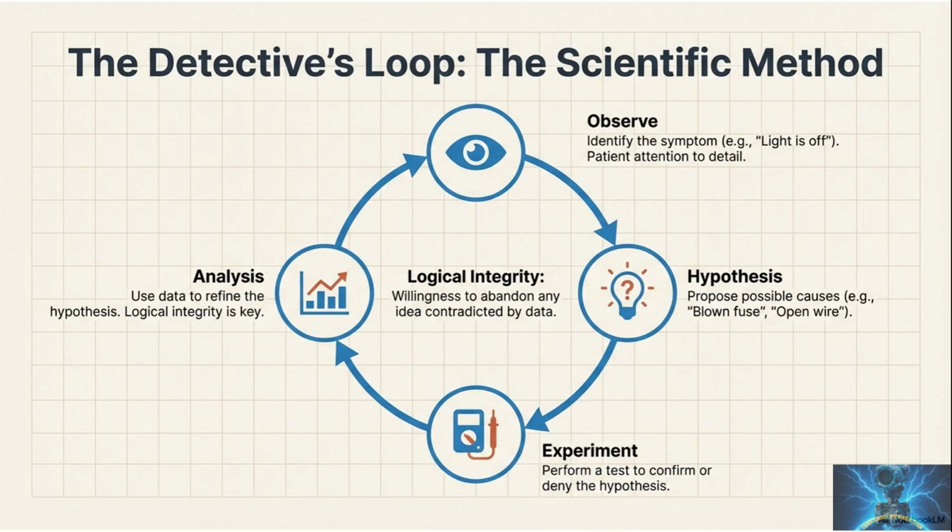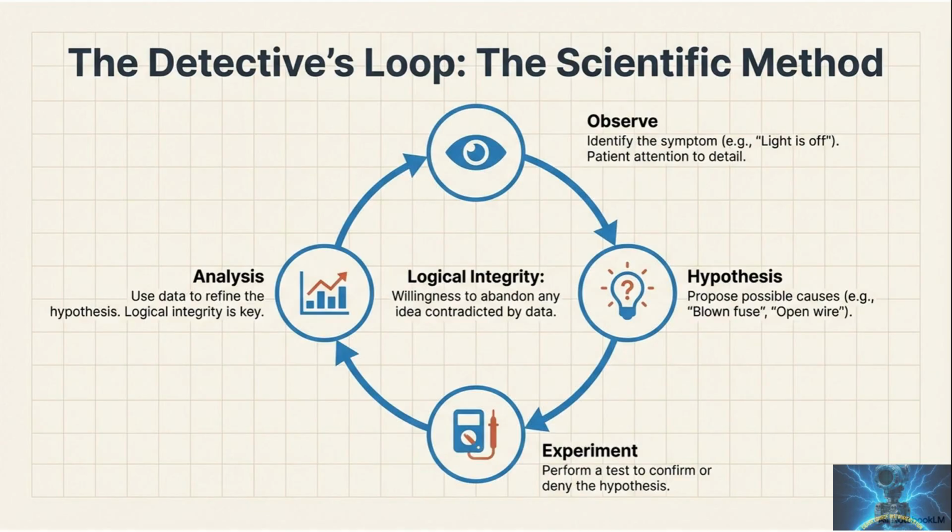Here is the core troubleshooting loop. Observe. State the symptom precisely. Not "it is broken," but "the lamp is off." The motor hums. The signal is stuck at 4 milliamps. The fuse opens on start. Hypothesis. Propose a cause that would produce that symptom. Experiment. Perform a test that could disprove the hypothesis quickly and safely.